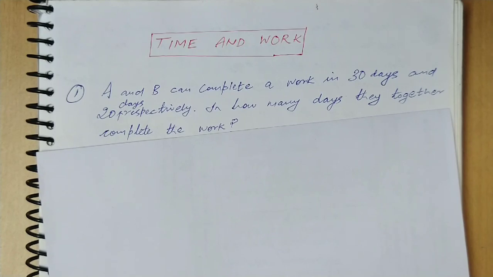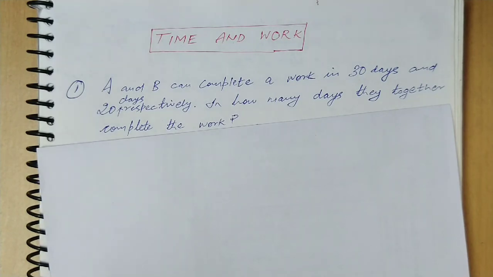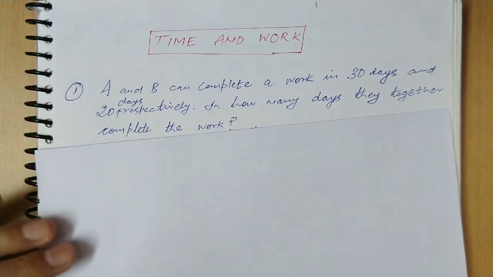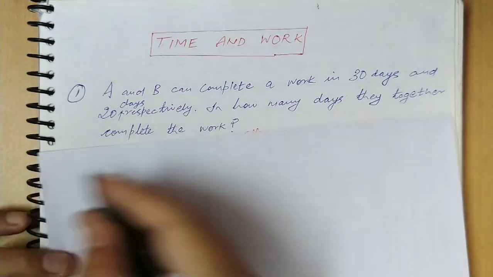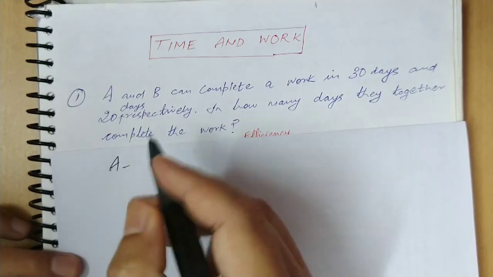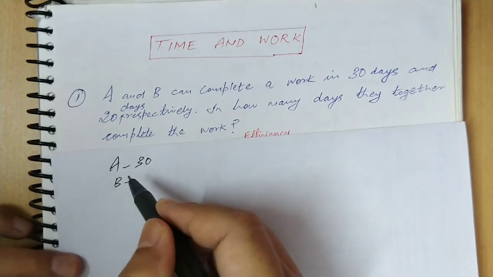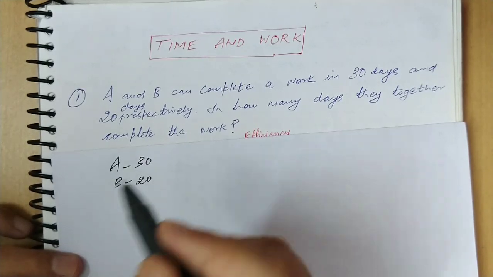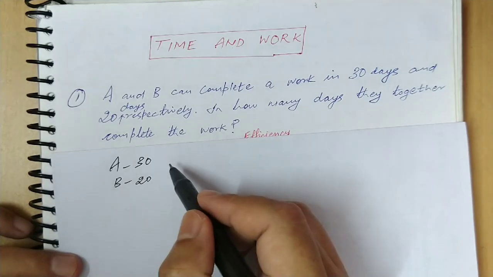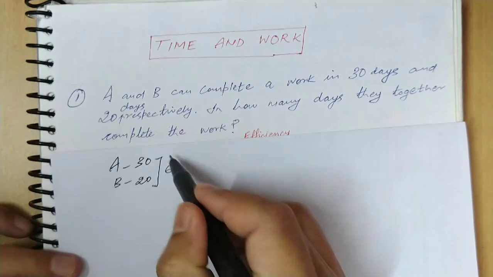Our question says A and B can complete a work in 30 days and 20 days respectively. In how many days they together complete the work? So as I will be using the LCM method, in this question we are given A can complete a work in 30 days and B can complete the same work in 20 days. So we will take the LCM of 30 and 20. Our LCM is 60.